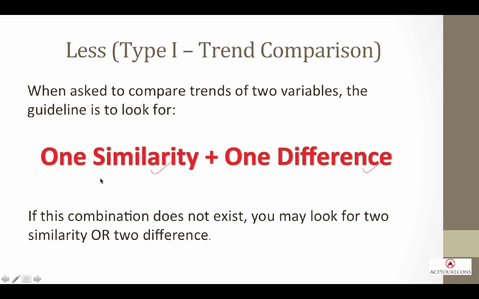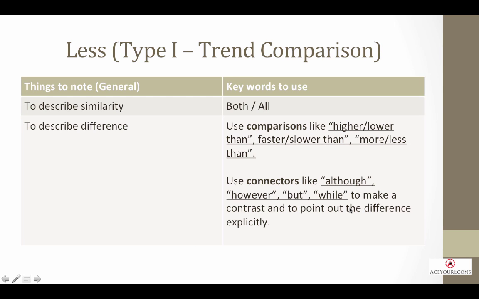But sometimes you realize that if this combination does not exist, then you can go on out to look for two similarities or two differences. But mainly, if questions are set, they are set in such a way that it is one similarity and one difference. This is of priority. This is of secondary priority. Clear so far? And for trend comparison questions, here are the things that you need to note and here are the keywords that you need to use.